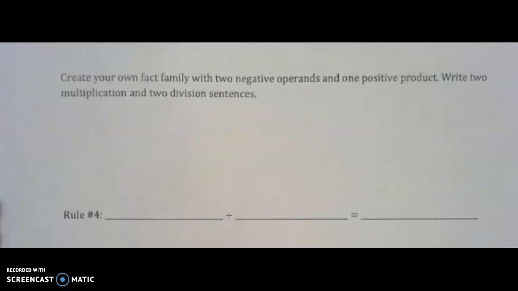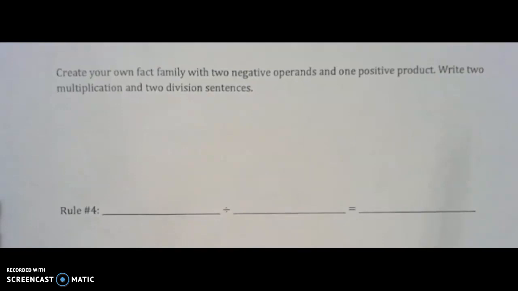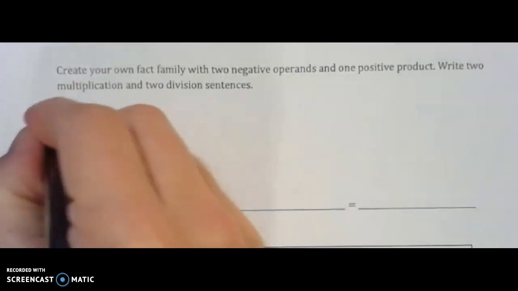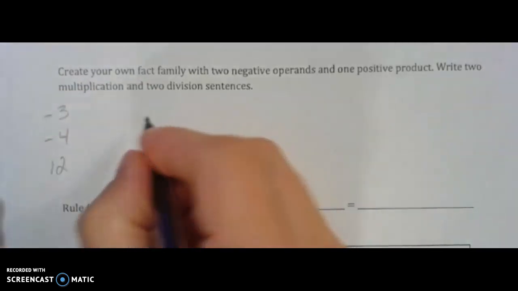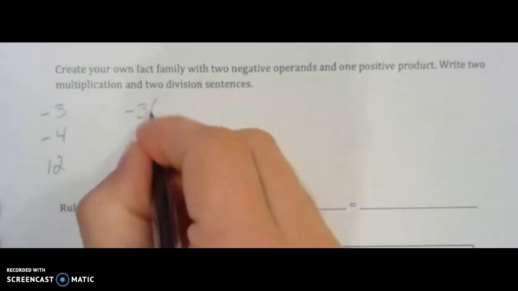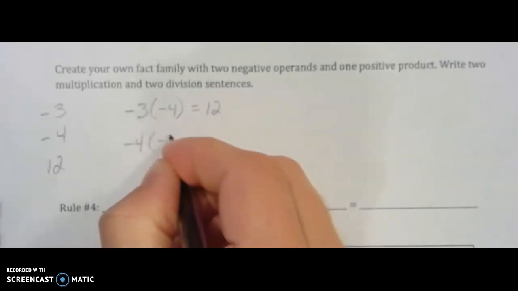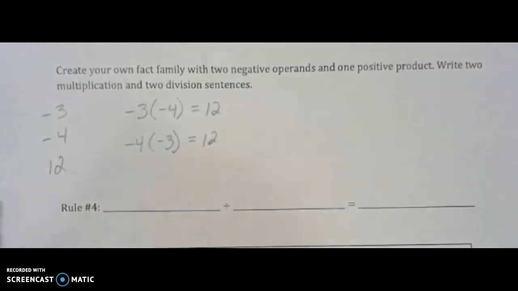There's one more rule that we need to come up with, and we're going to create our own fact family with 2 negative numbers, and they have to give a positive product. So again, we're going to write 2 multiplication and 2 division sentences. Okay, so I'm going to create my own here, and the numbers I'm going to use are -3, -4, and 12. I'm going to use those numbers because I know by multiplication that -3 times -4 is equal to 12, and also -4 times -3 is equal to 12. A negative times a negative is a positive number.